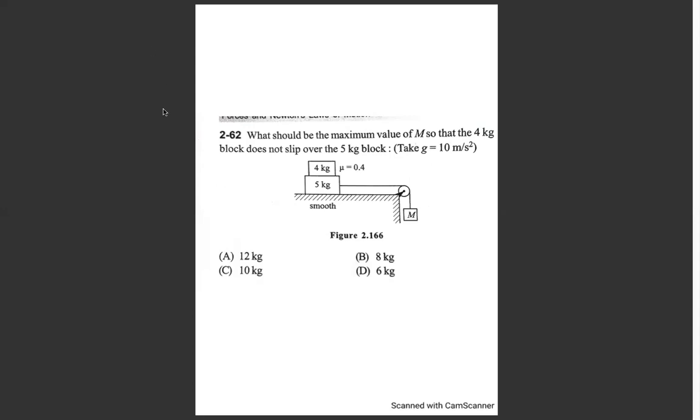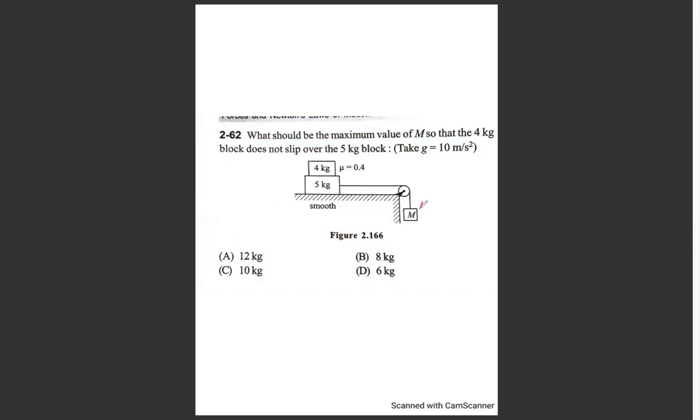What should be the minimum value and maximum value of capital M? Show that the 4 kg block does not slip over the 5 kg block. You are required to find out when the 4 kg one should not slip over the 5 kg one. That means they both should move with the same acceleration, a common acceleration.